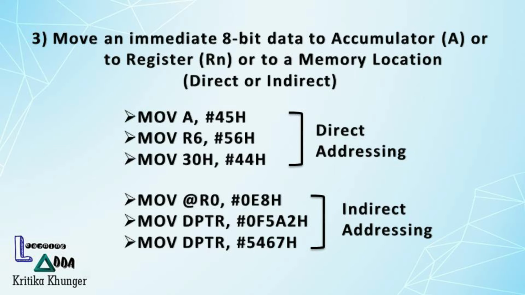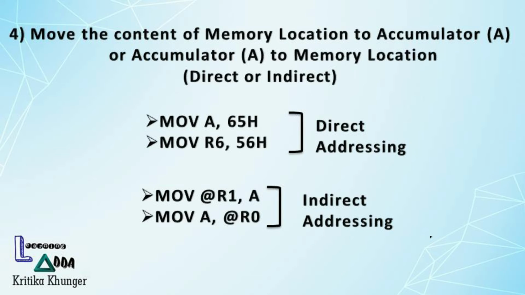Again, in the next instruction, we are using 16-bit data #5467H, which we are moving to DPTR. The next move instruction is to move the content of a memory location to the accumulator, or the accumulator to a memory location. We can use any of the addressing modes, direct or indirect.